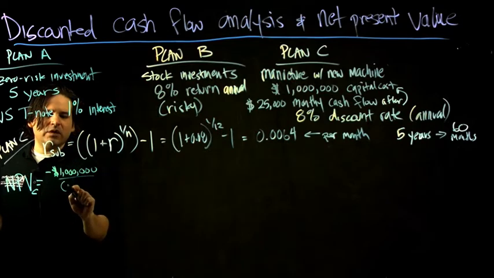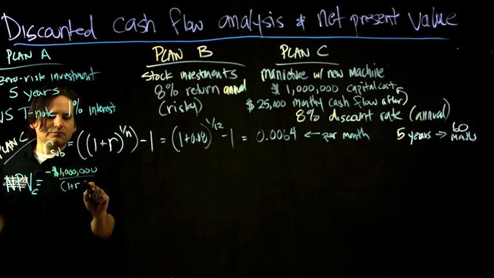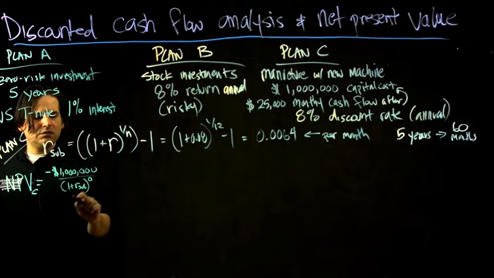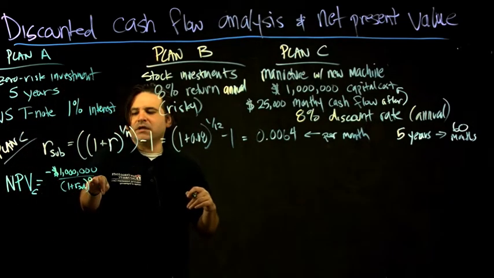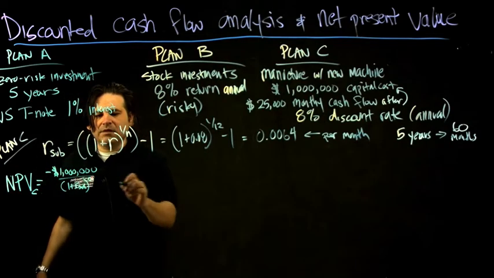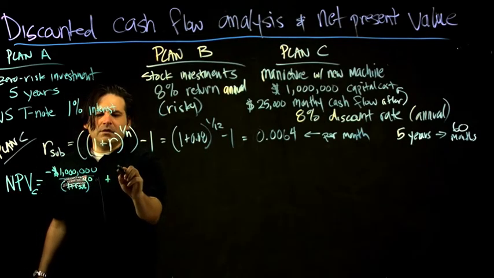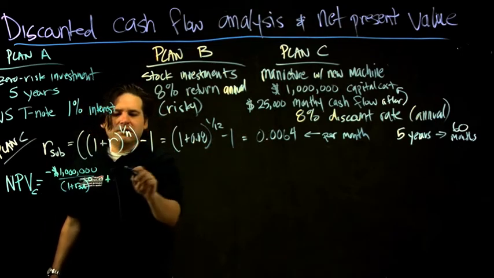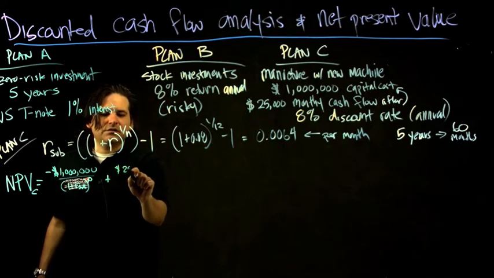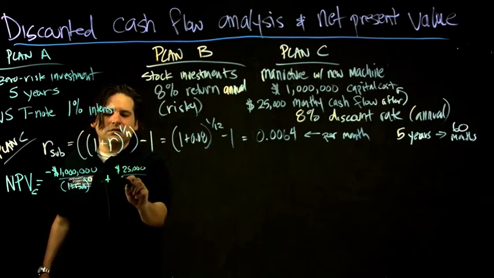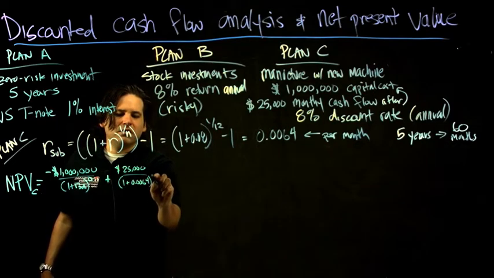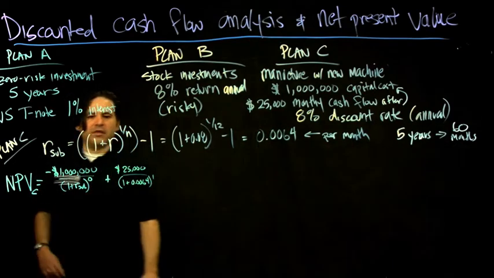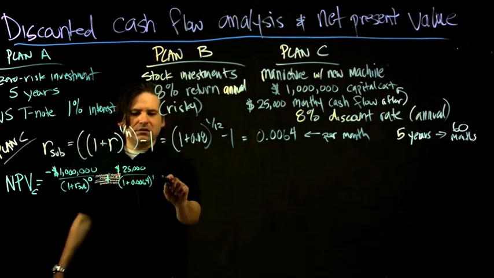And then the way that this math works, (1 + 0.0064) to the zero, so that this is 1. There's no discounting effect because the exponent is 0. There's no time. Plus the cash flow after month 1. So it would be $25,000 divided by 1 plus 0.0064 compounded over 1 month. Plus, you keep on going in the series.